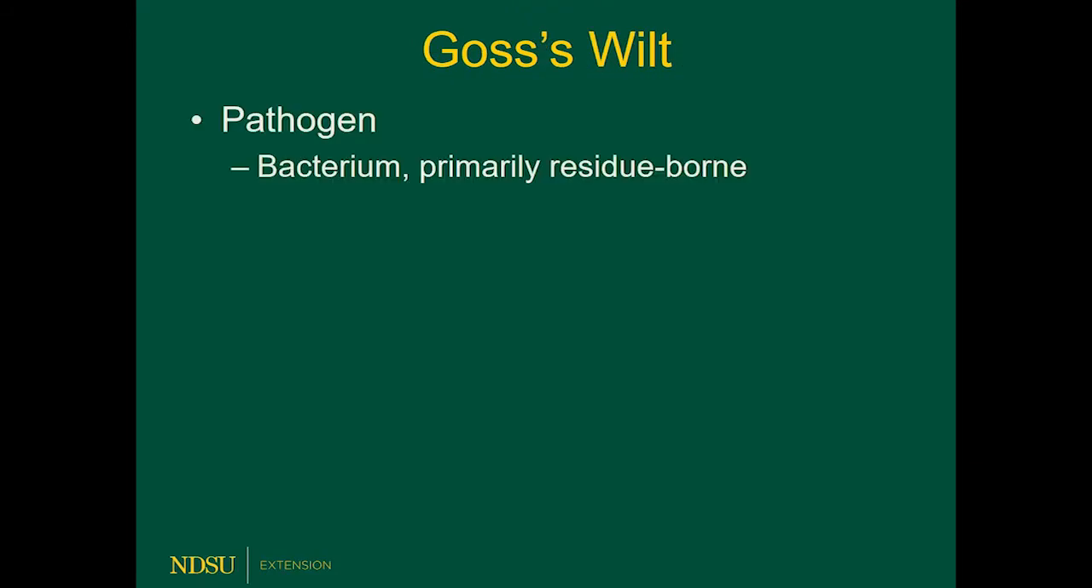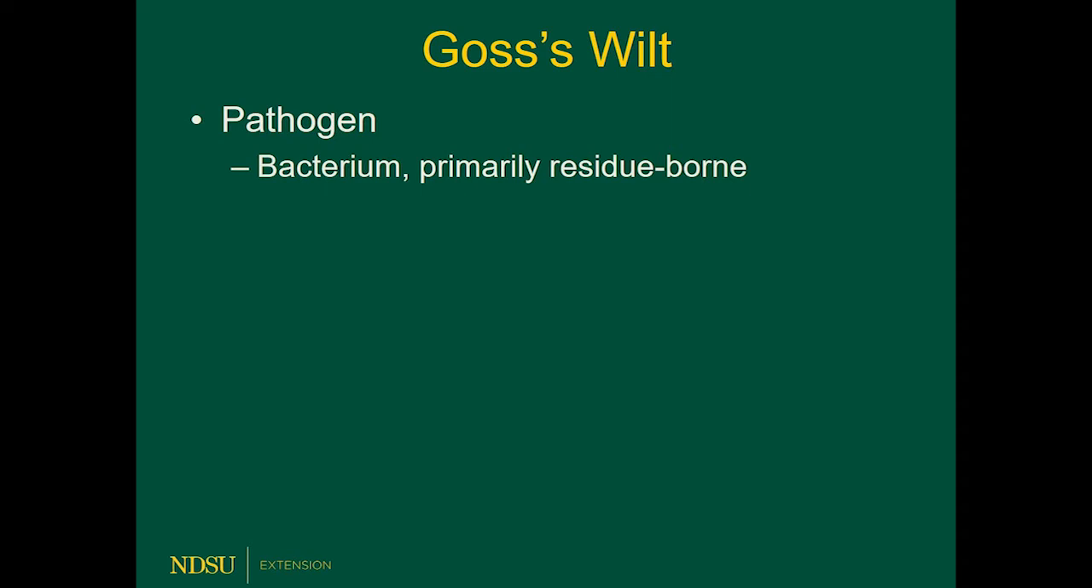So a little bit of background history on Goss's wilt. The pathogen is caused by a bacterium and it's residue borne. It can be seed borne, but for the most part in our state we are worried about the residue. It can survive for 10 to 12 months, so any way that residue is moved from field to field is more or less how it can be spread.